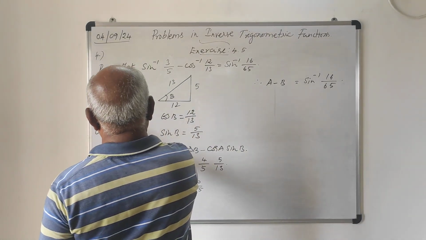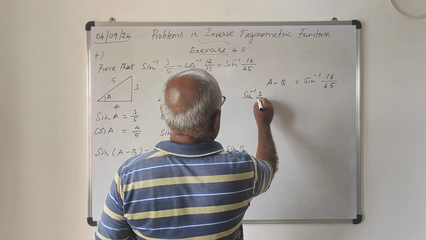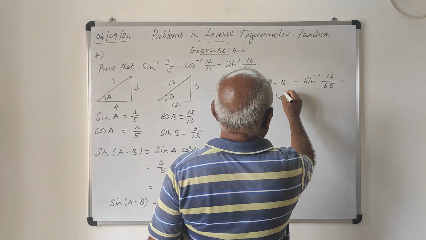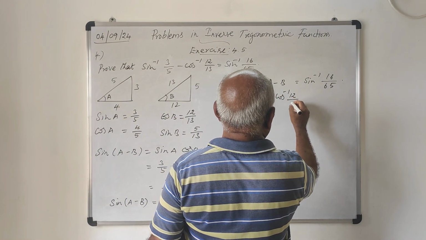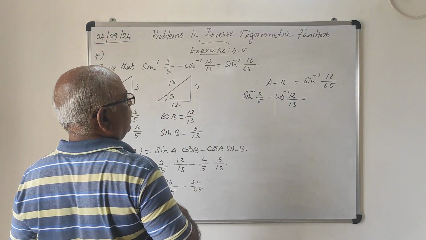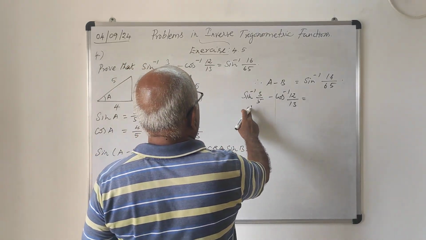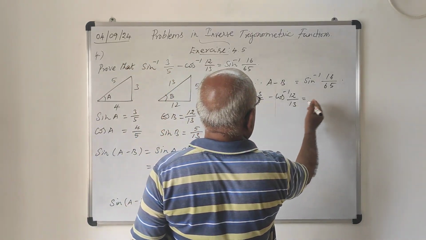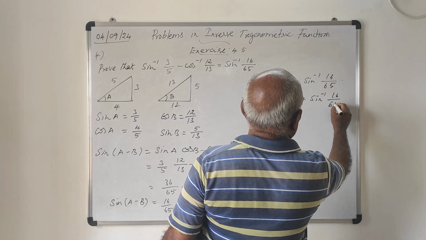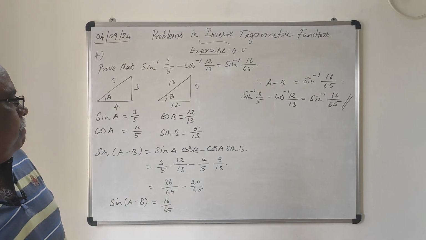Now what is a? Sin inverse 3 by 5. Minus what is b? Cos inverse 12 by 13. So sin inverse 3 by 5 minus cos inverse 12 by 13 equals sin inverse of 16 by 65. The result is proved. That's all about the problem.